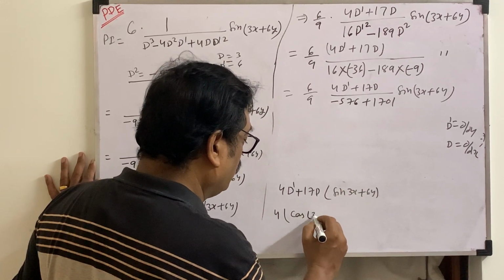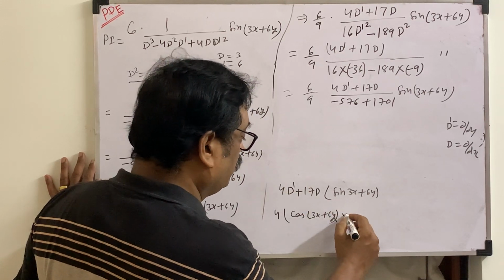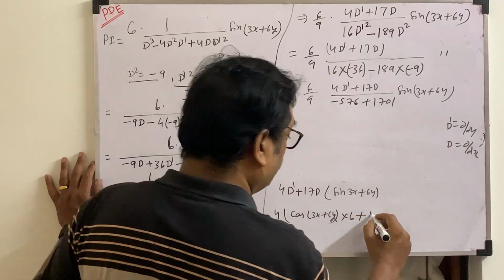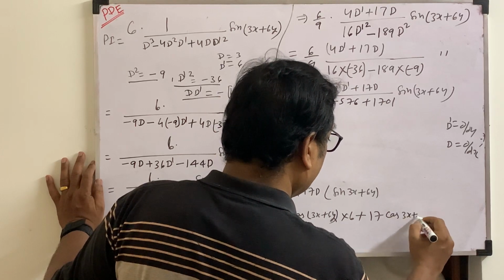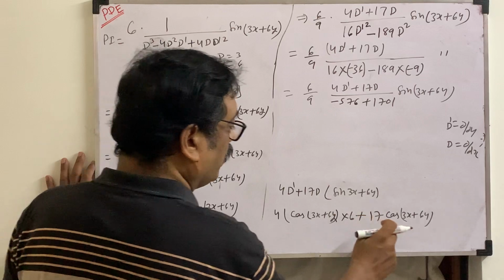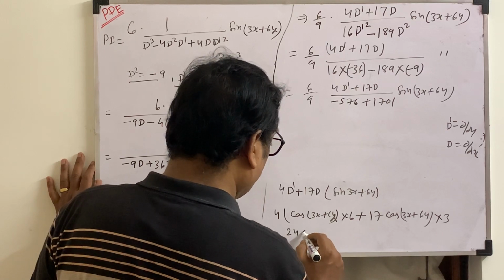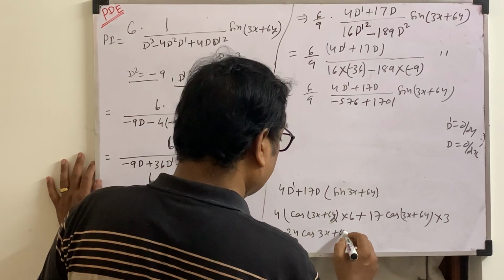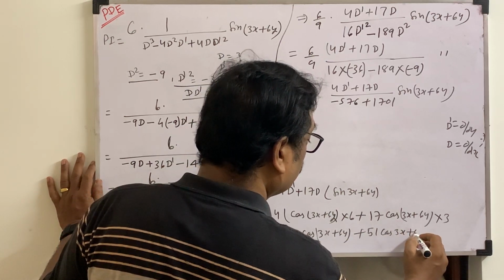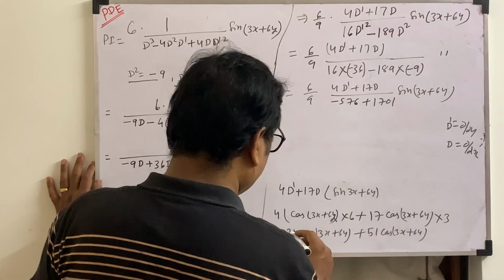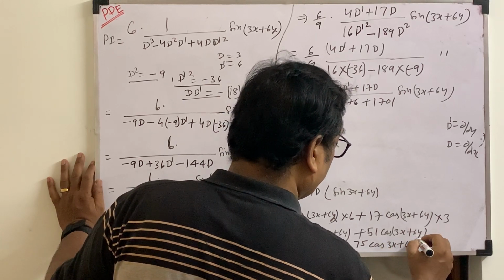Sine differentiation first gives cos 3x plus 6y, with respect to y, so into 6, first one over. Now 17, differentiate with respect to d. But you write first cos 3x plus 6y, differentiating this with respect to x. So x is equal to nothing but 3. So what will come? 24 cos 3x plus 6y. Here 51 cos 3x plus 6y. Now what will come? 75 cos 3x plus 6y.